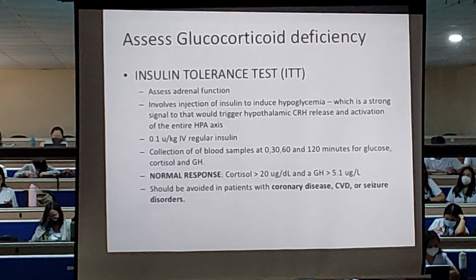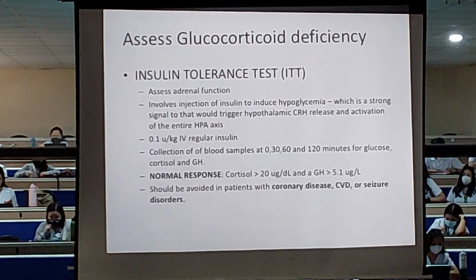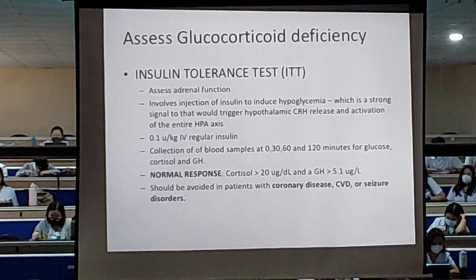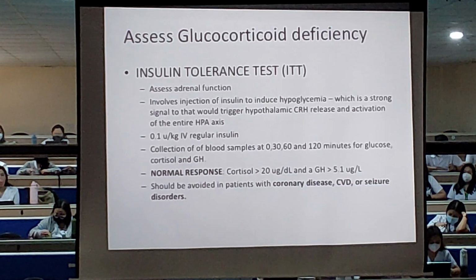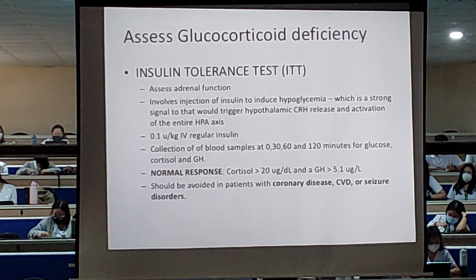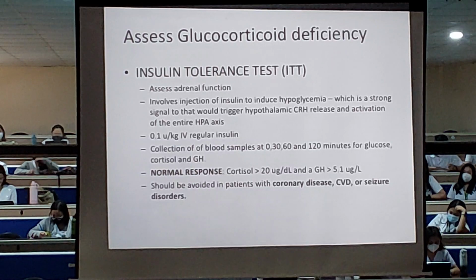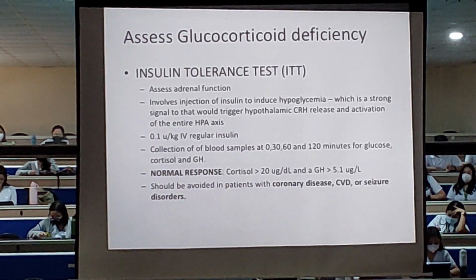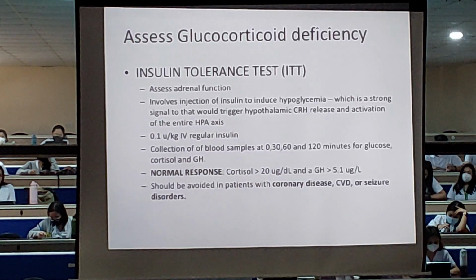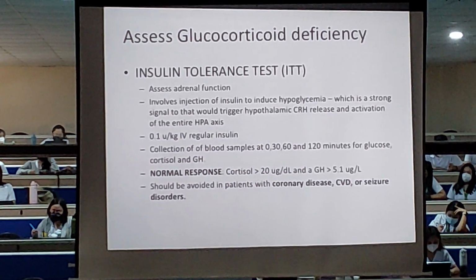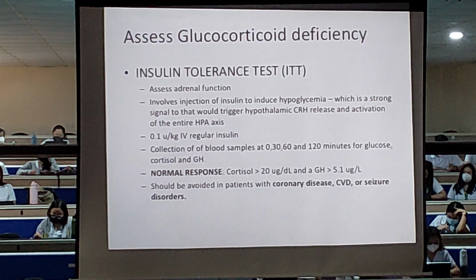But this test should be avoided in patients with coronary artery disease because this can trigger a heart attack. If you render the patient hypoglycemic, this can also precipitate stroke. And in patients with seizure disorder, this should be avoided, because bringing down the blood glucose to 40 milligram per dL can trigger seizures.